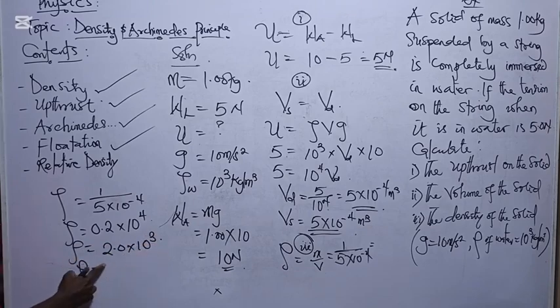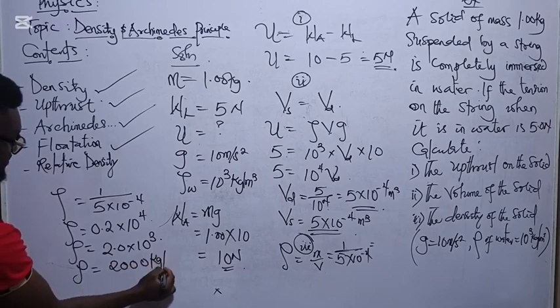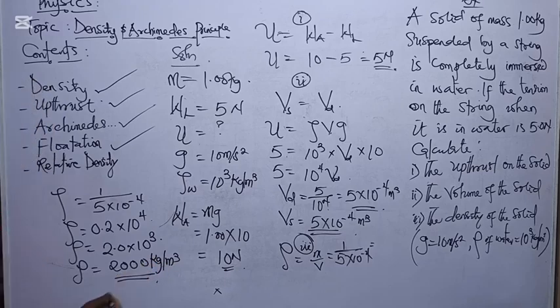Hence, the density is what? 2 times 10 raised to power 3 will give 2,000. Now, density is measured in what? In kilogram per meter cube. That gives the density.